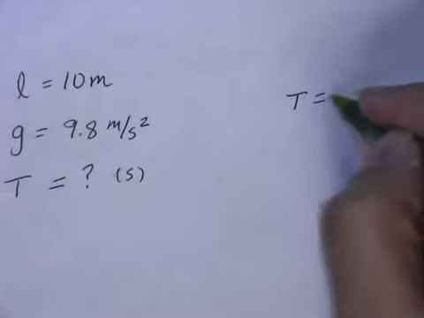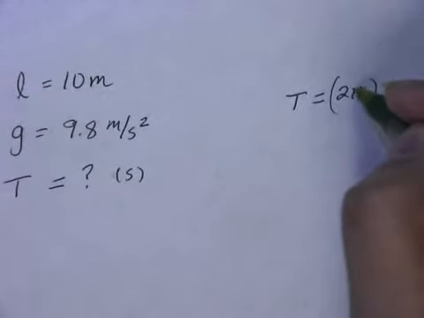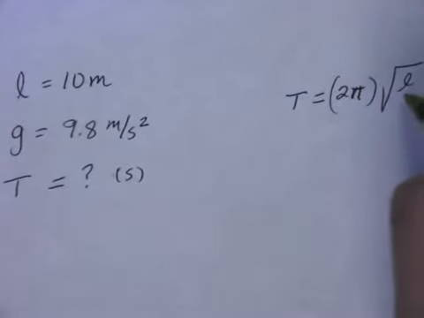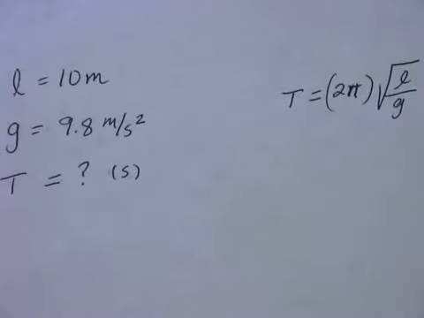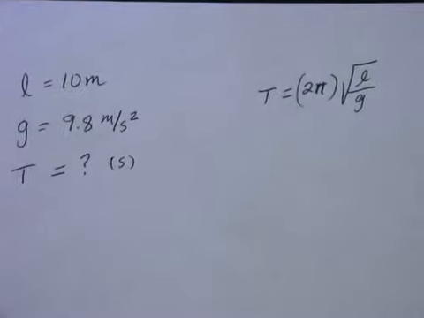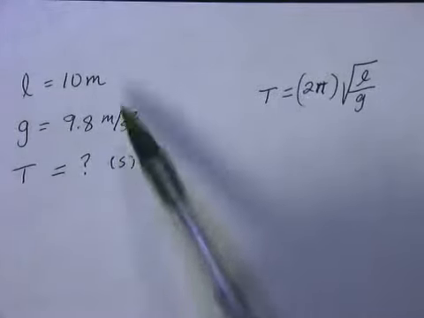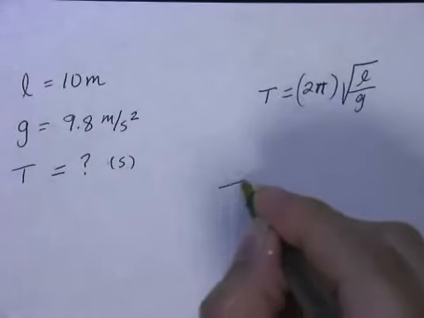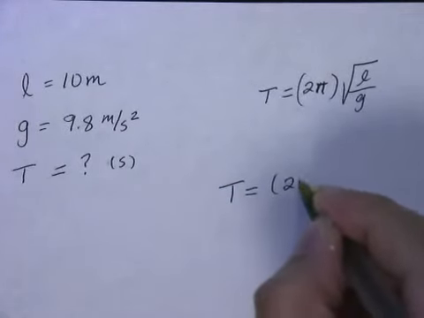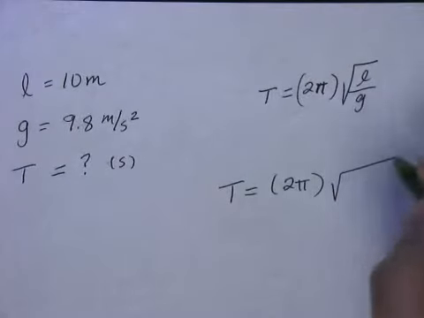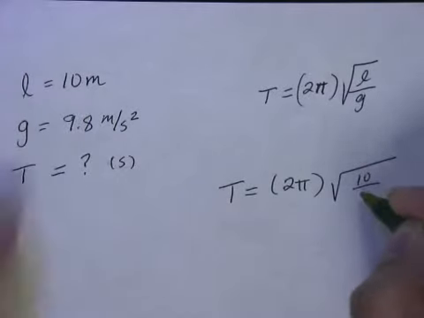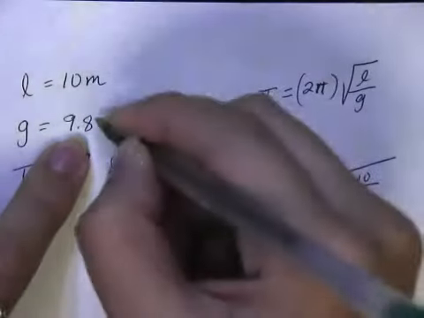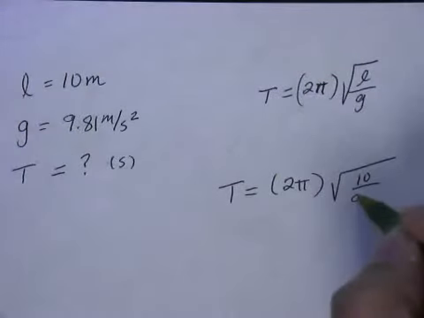We have period equal to 2 pi, and I'm putting this in parentheses to save us headaches, multiplied by the square root of the length of the pendulum divided by gravity. Now, this is a simple plug-and-chug type of equation. All I'm going to do is replace the variables with the numbers that we have been given. We are still looking for T. 2 pi would be considered a constant. And now, instead of L, I'm going to put in the value of L, which is 10 meters, over g, which is 9.8, whoops, this is supposed to be 9.81. That's what we use in this class.